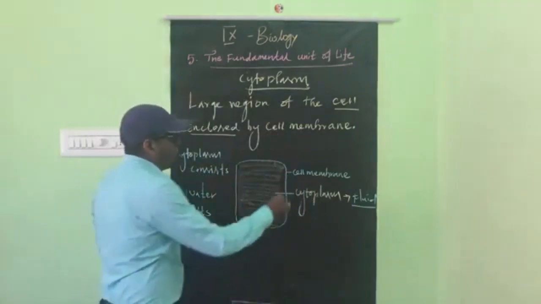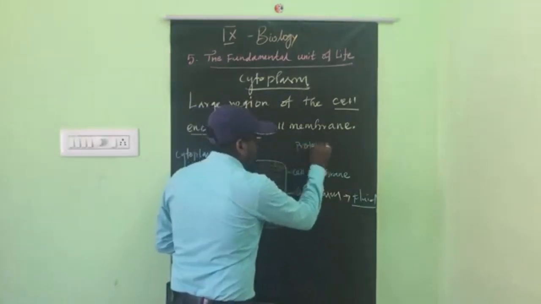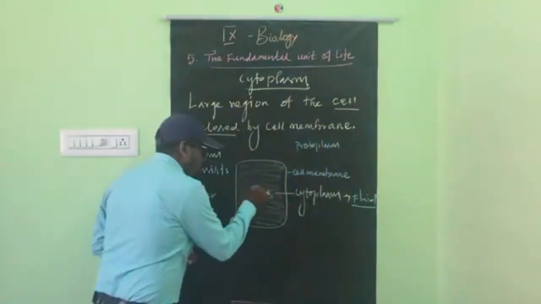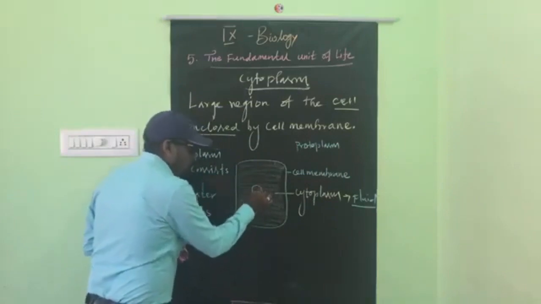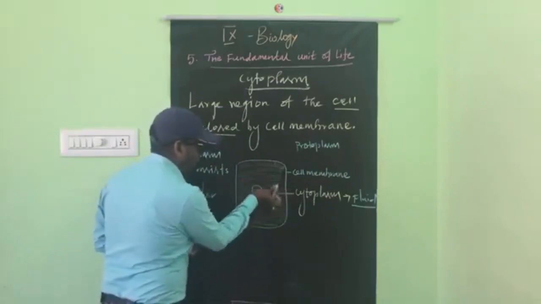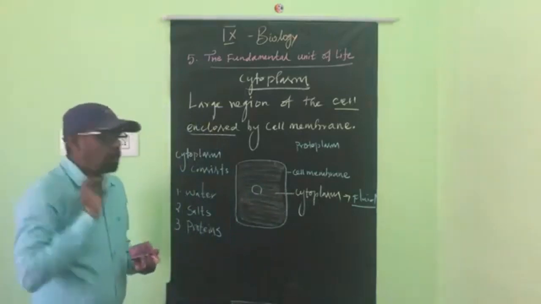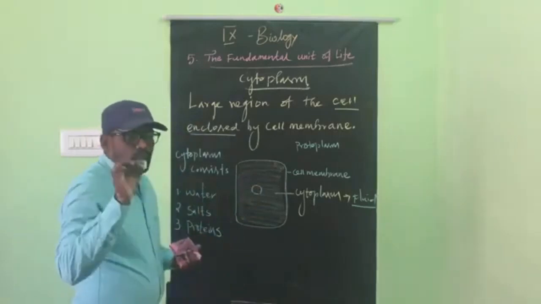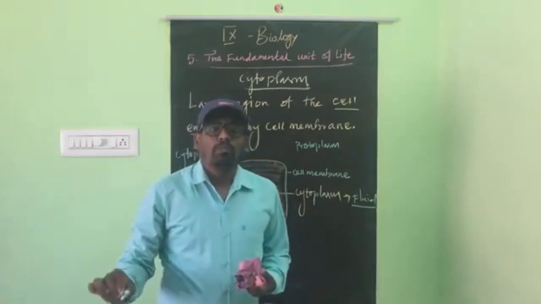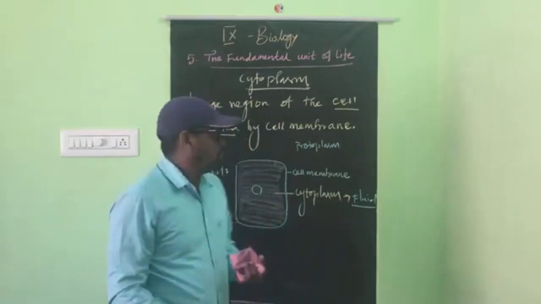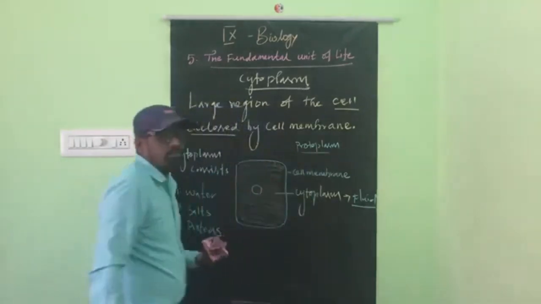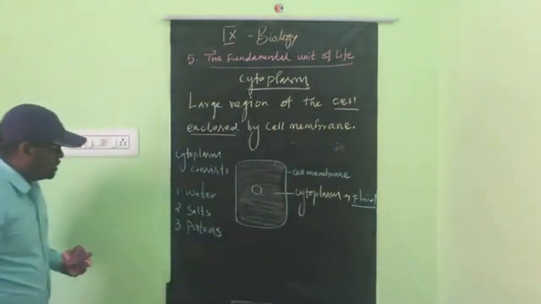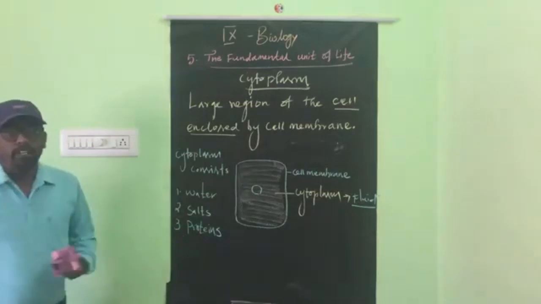Another term we discussed already is protoplasm. What is protoplasm? Cytoplasm means the region between the nucleus and the cell membrane. The protoplasm means everything inside the cell: the cytoplasm and all the cell organelles together are called protoplasm. So the cytoplasm consists of water, salts and proteins.